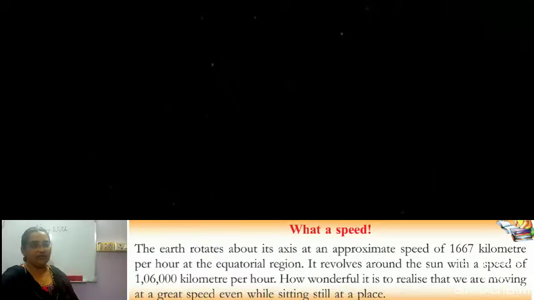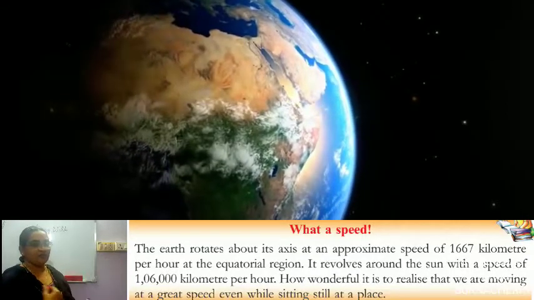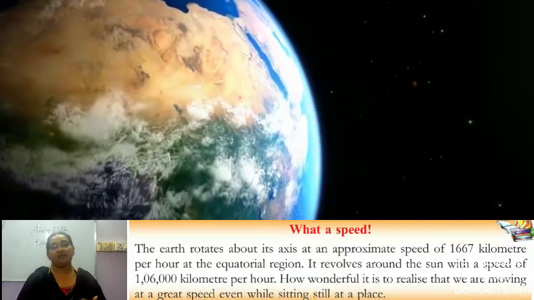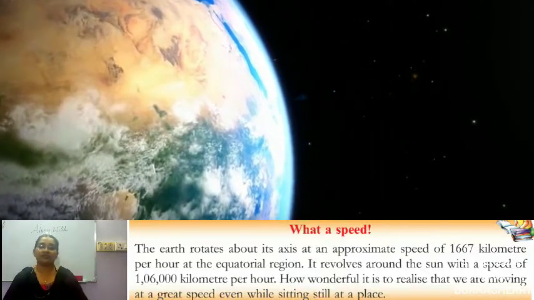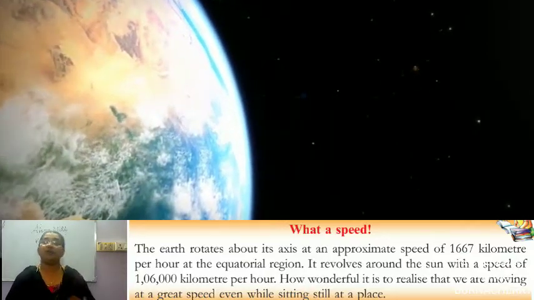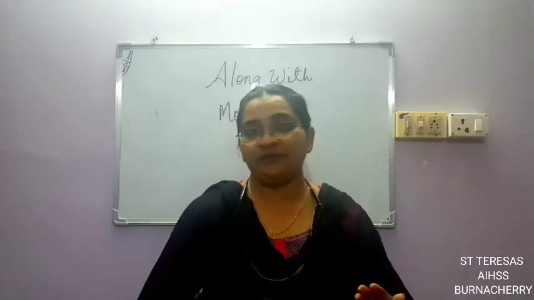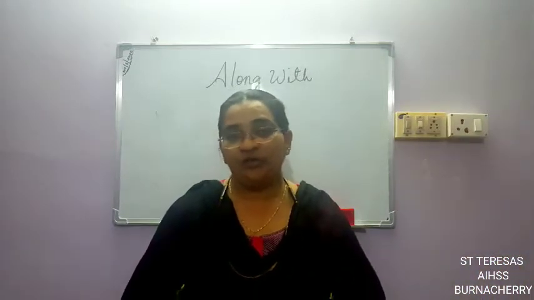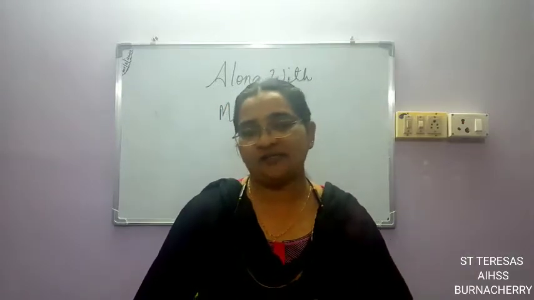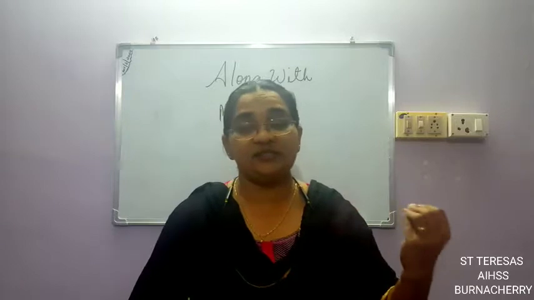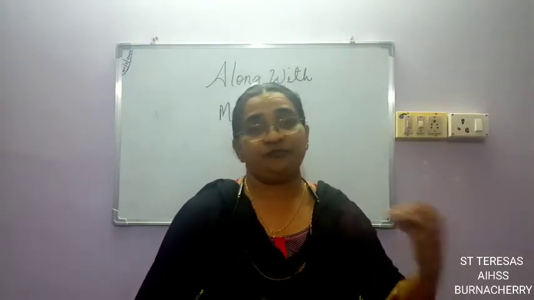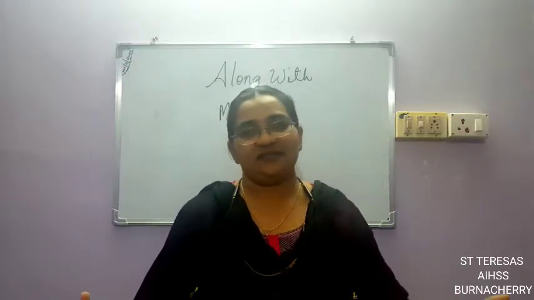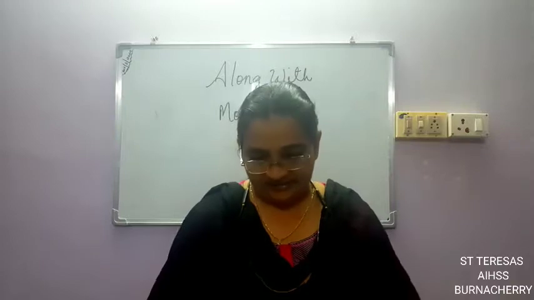Equatorial region means, what is the equator? The imaginary line which goes through the center of the earth. So in the equatorial region, the speed of the earth is 1667 kilometers per hour. So just imagine what the speed is. If you're sitting in the car and the car is going at 90 or 100 kilometers per hour, we cannot imagine it will be so fast, isn't it? So just imagine the speed, 1667 kilometers per hour, you are going, and then you cannot even feel it. Isn't it amazing? Yes, isn't it?